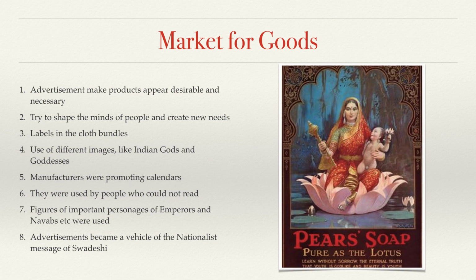Now we see the market for goods. What were the efforts to sell the production in India? First of all, advertisement. Advertisement made products appear desirable and necessary. It tried to shape the mind of people and create new needs.